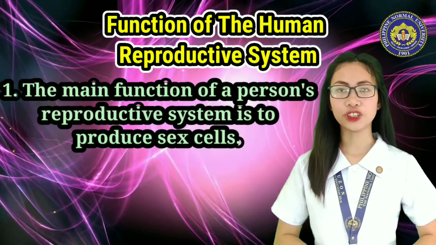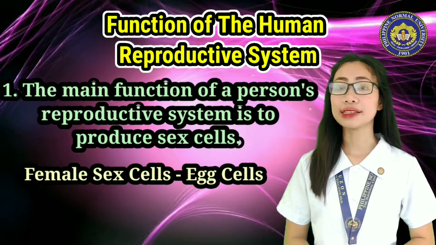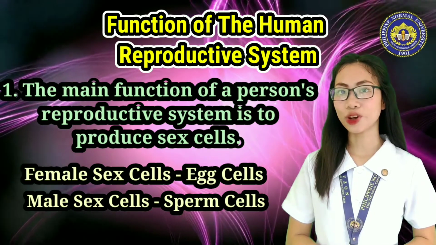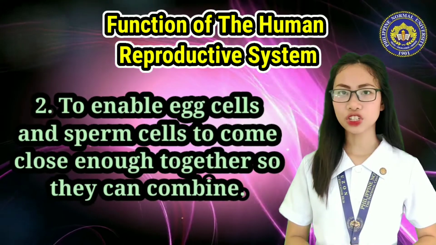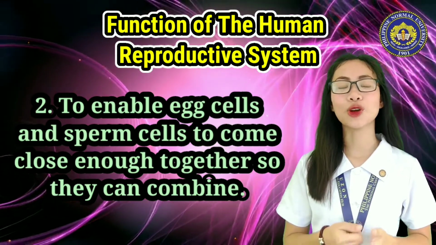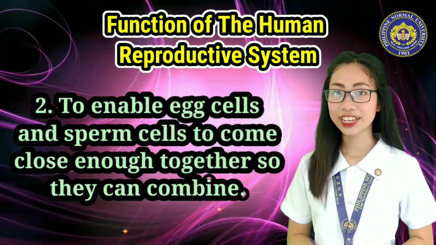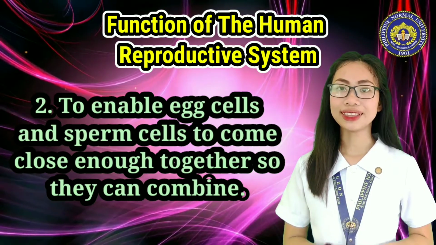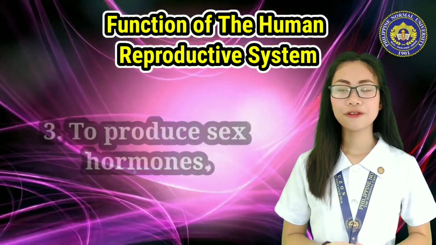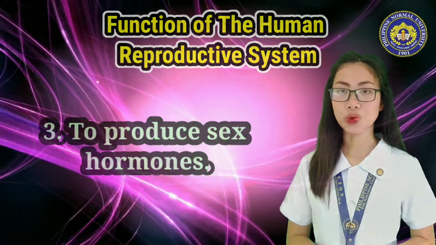The main function of a person's reproductive system is to produce sex cells. The female sex cells are called egg cells, while the male sex cells are called sperm cells. Another function of a person's reproductive system is to enable egg cells and sperm cells to come close enough together so they can combine. The combining or joining of the sperm cell and egg cell is what we call fertilization. The third function of a person's reproductive system is to produce sex hormones.